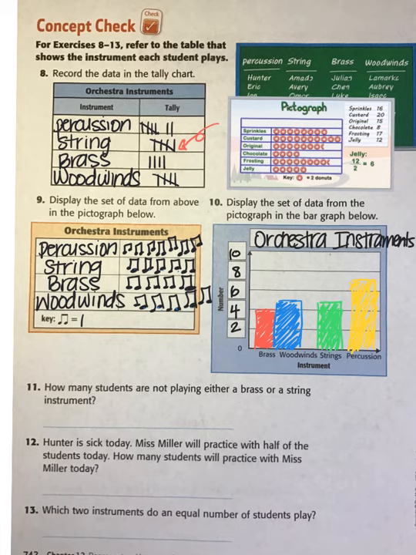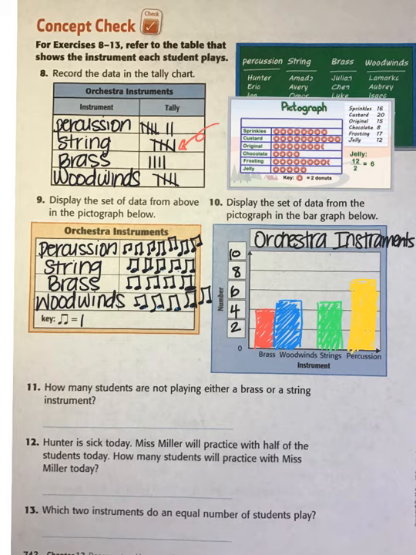Okay, so that was a bar graph. So we did a tally chart, a pictograph, and a bar chart. Okay, so let's answer the questions. Number 11 asks, how many students are not playing either a brass or a string instrument? So let's go over and count how many people are not playing brass or strings.